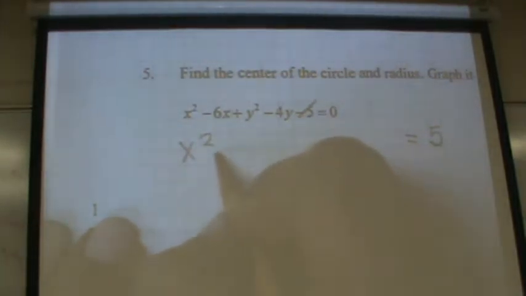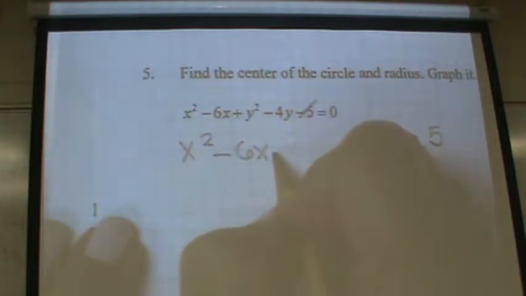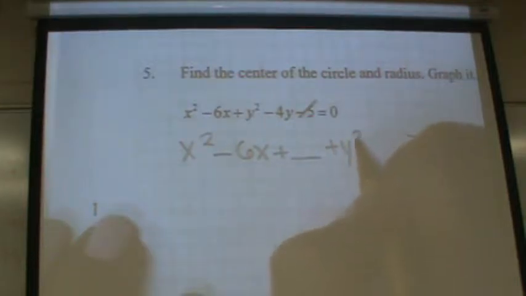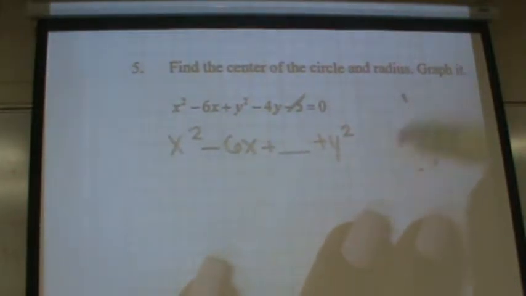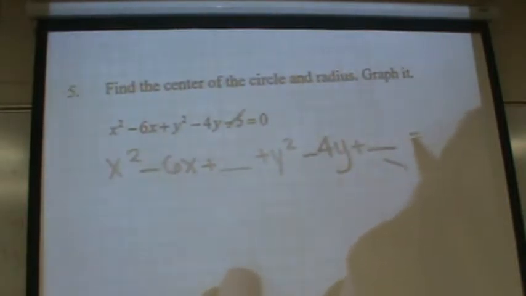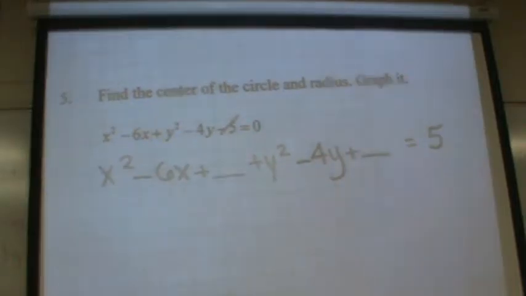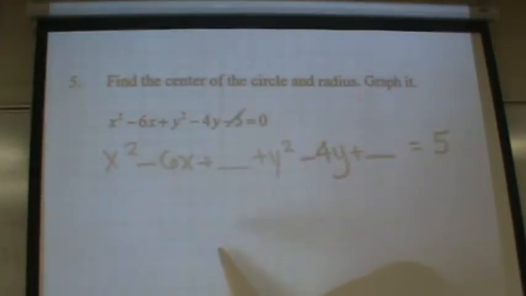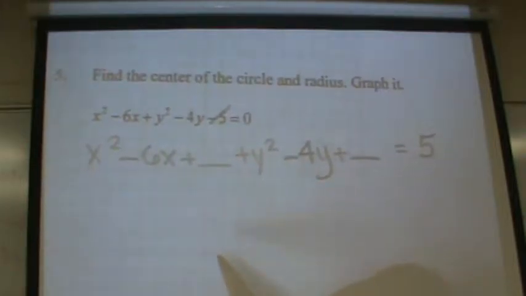And then you have to complete the square, so -6x, and then plus a little space. So we're going to do that in a second, and then plus y squared minus 4y plus a space equals 5. Why is it a space? Because when you take it out, you put it right there. I need to leave myself some more room. Okay, can you do it?